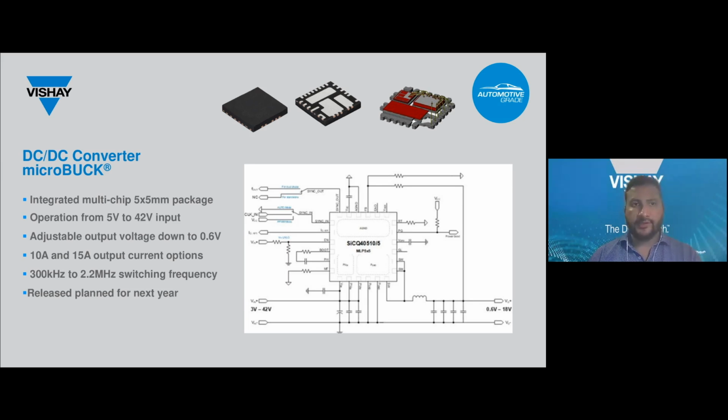Also, you need small resistors for some of the control parameters. The output voltage is adjustable to any value down to 0.8 volts. And there will be two current options, the 10 amp and 15 amp. The samples for the automotive version are planned for Q1 of next year, so very soon.